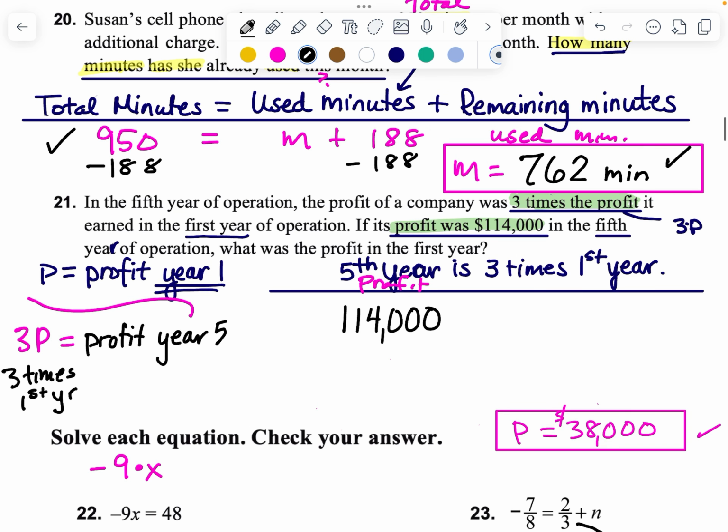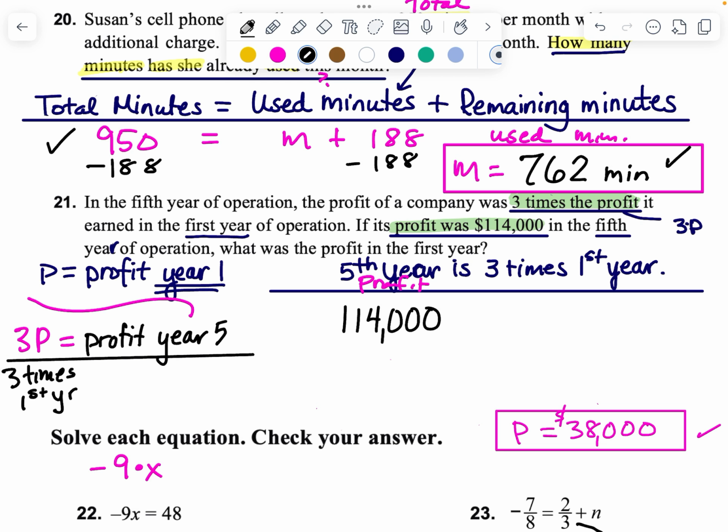This one, too, is a similar one. In the 5th year of operation, the profit of a company was 3 times the profit it earned in the 1st year of operation. If its profit was $114,000 in the 5th year of operation, what was the profit in the 1st year? So I didn't know what the profit was, so I said P. It says, what was the profit? You don't know. You've got to find that out. So I let P equal the profit in year 1. And then it says the profit of the company in the 5th year was 3 times the profit.